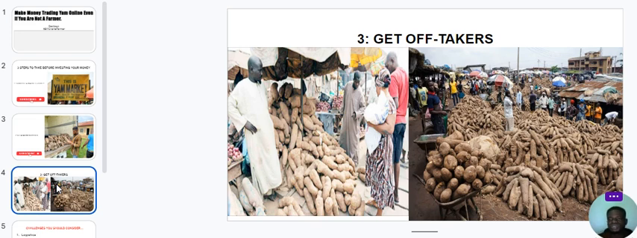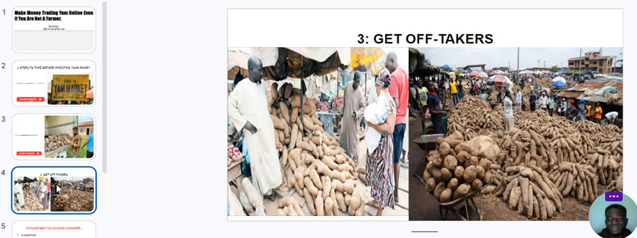So if you are going to speak with your neighbors, maybe you can gather 20 or 10 of your neighbors and say, okay, I'm going to bring 100 tubers of Benue yam on Friday. So if you need 10 tubers, you are going to pay 15,000 naira. The 10 tubers will be delivered to you, right?